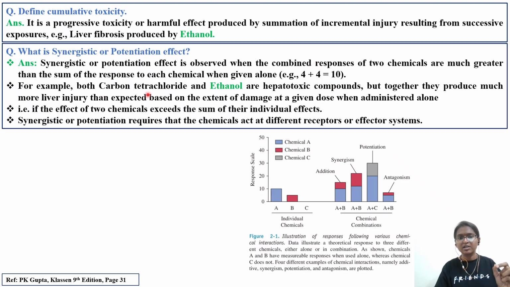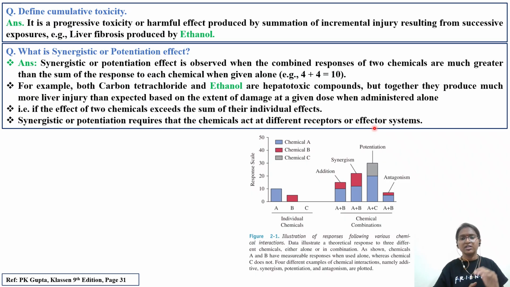For example, carbon tetrachloride and ethanol. This example is there in the Klaassen textbook. So CCl4, when it is used with ethanol, you have synergistic liver toxicity. Both are hepatotoxic compounds, but together they produce much more liver injury than expected based on the extent of damage at a given dose when administered alone. That is, the effect of the two chemicals exceeds the sum of their individual effects. Synergism or potentiation requires that the chemicals act at different receptors or effector systems.